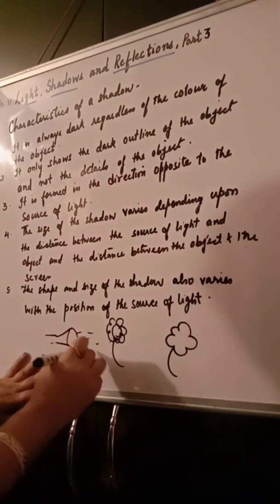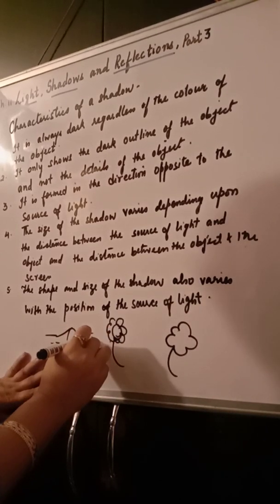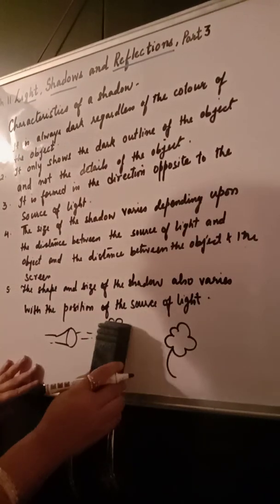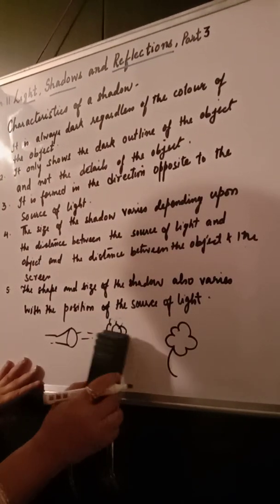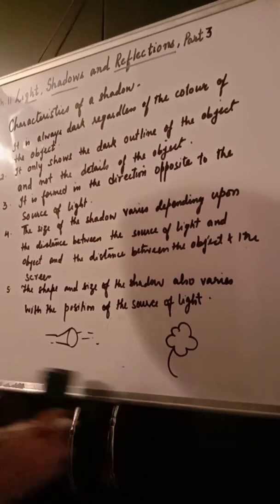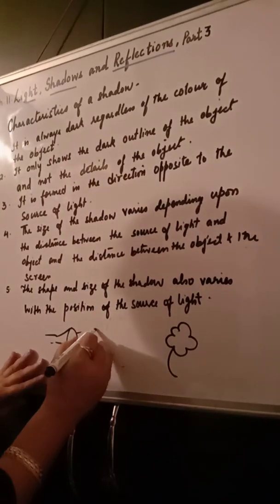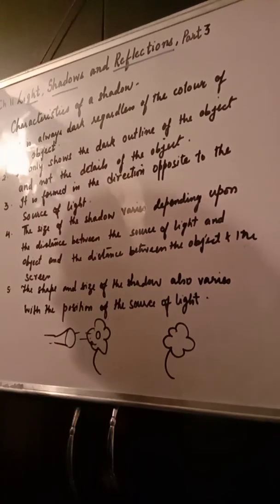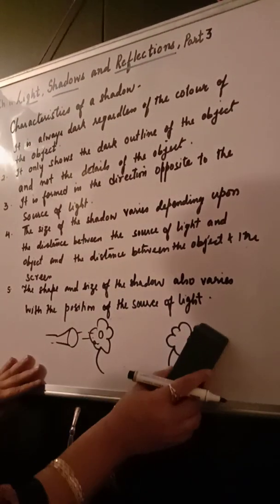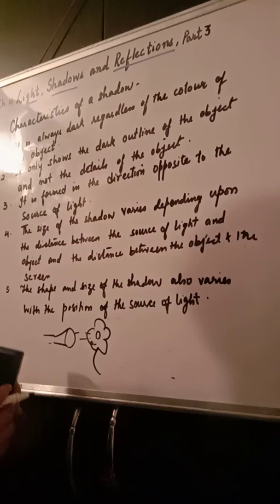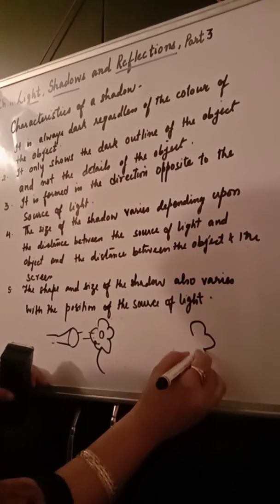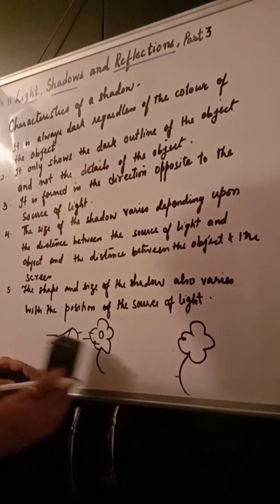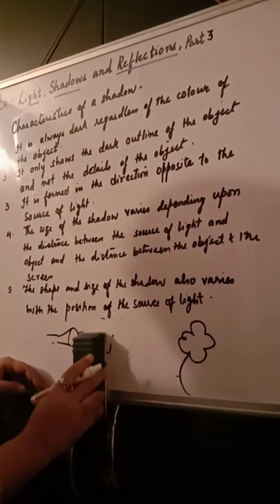But when I bring this flower closer to the torch, what will happen? If I bring it a little closer, the size of the shadow will increase. Now you understand, you have seen the video also. Size of the shadow will increase, and vice versa also.